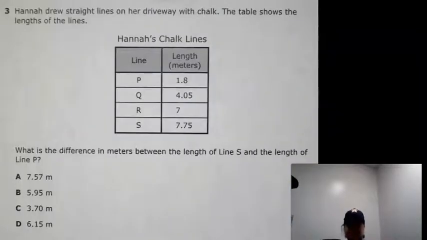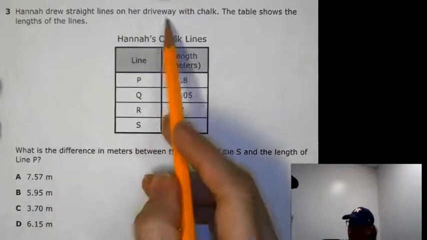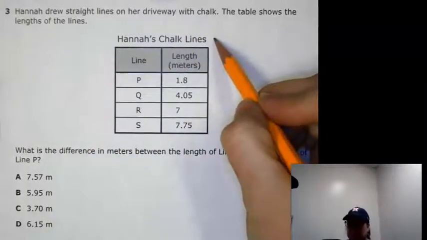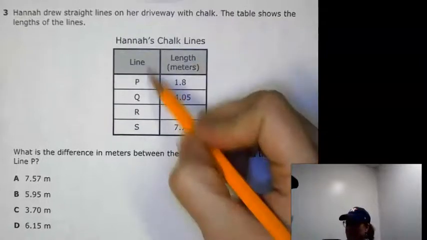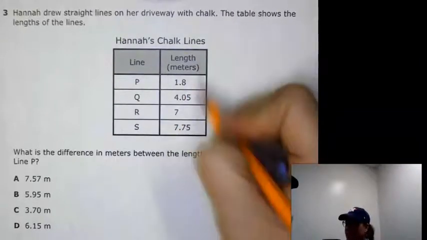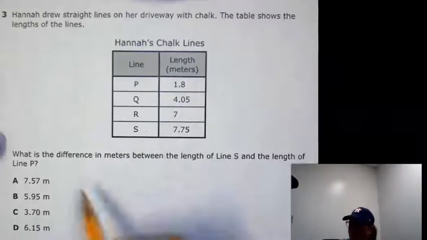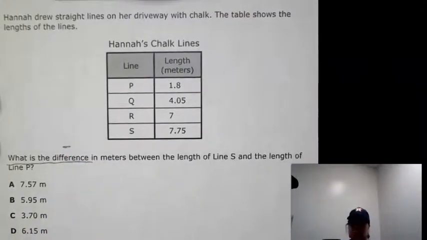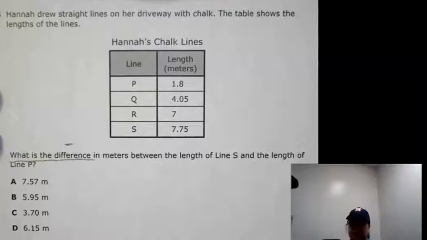All right, question 3. Hannah drew straight lines on her driveway with chalk. The table shows the lengths of the lines. What is the difference in meters between the length of line S and the length of line P? The title of this table is Hannah's Chalk Lines. First column is lines. Second column is the length in meters. What is the difference? When I see that word difference, I know I'm finding subtraction. This is going to be a subtraction problem to find the difference.